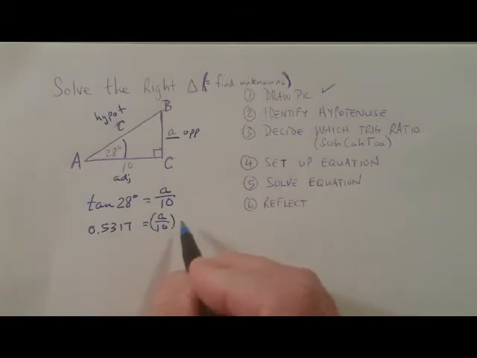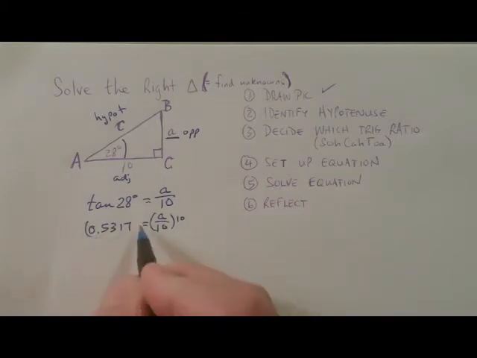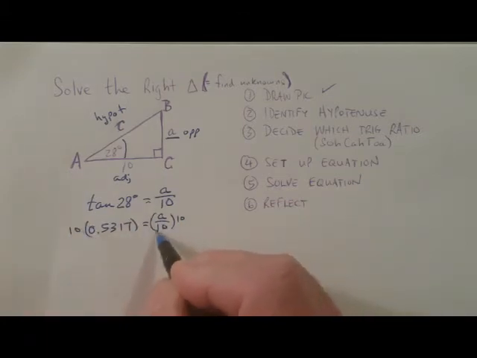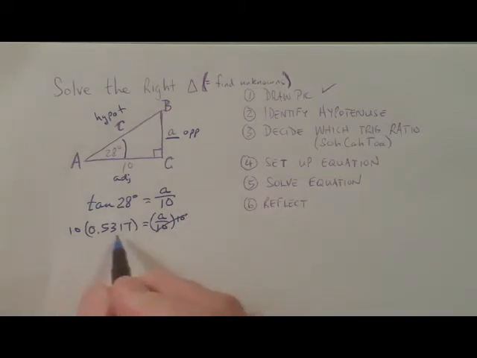Now I will multiply both sides times 10. Simplify out over here. And 10 times 0.5317 is 5.317, which equals A. So there's one side, and we'll do another side on the next video.